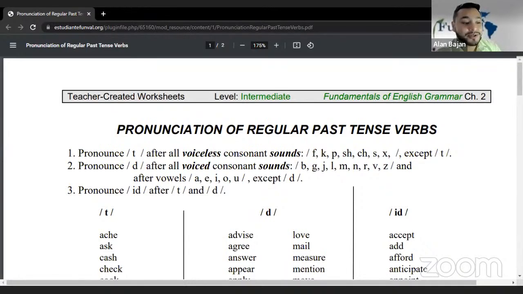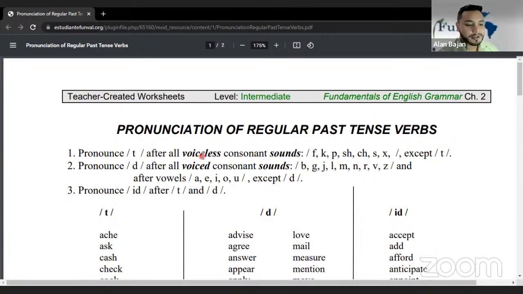All right, so pay attention to this. We have 3 groups of verbs in past tense. Number 1, number 2, and number 3. Okay? Let's learn how to pronounce verbs in number 1. Group number 1. In past tense, we will pronounce with T at the end if the verbs end with a voiceless sound.